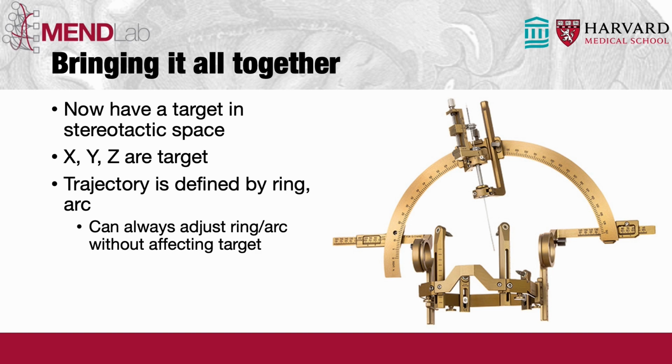For the Leksell frame, this is a trajectory. So you have the XYZ target, and then the trajectory is that vector of how you get there. And that's defined by the arc and the ring settings of the Leksell or the CRW frame. And you can always adjust those at any time without affecting the target, really just the approach angle that you adjust.